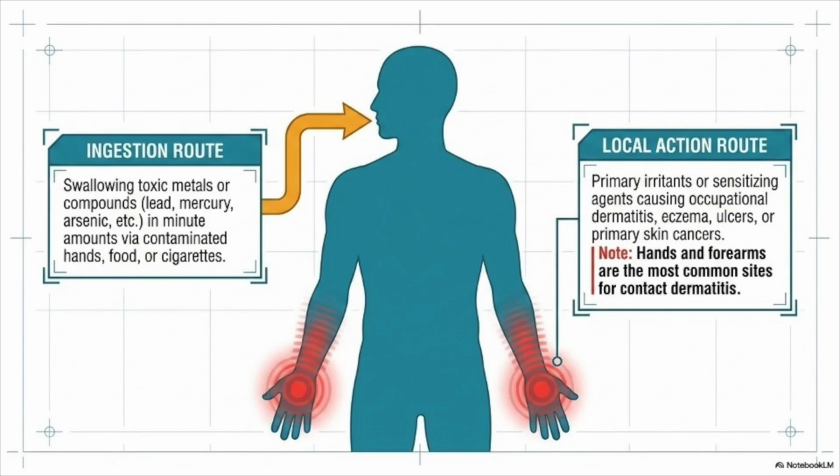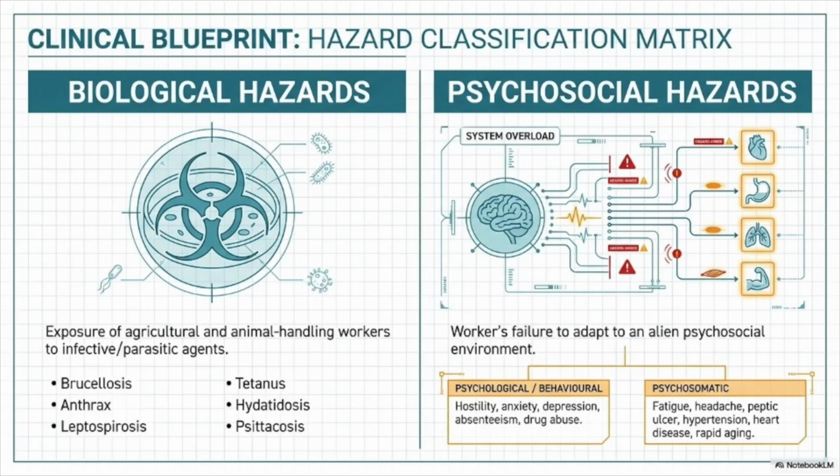Mercury damages the central nervous system. Carbon monoxide reduces oxygen carrying capacity by forming carboxyhemoglobin. Pesticides may produce acute poisoning as well as chronic neurological disorders. Biological hazards result from exposure to bacteria, viruses, fungi, parasites, and infected animals.